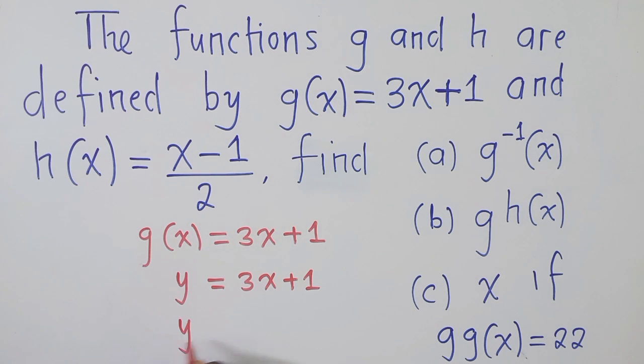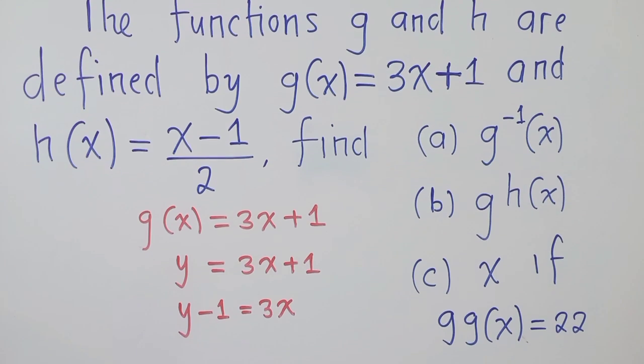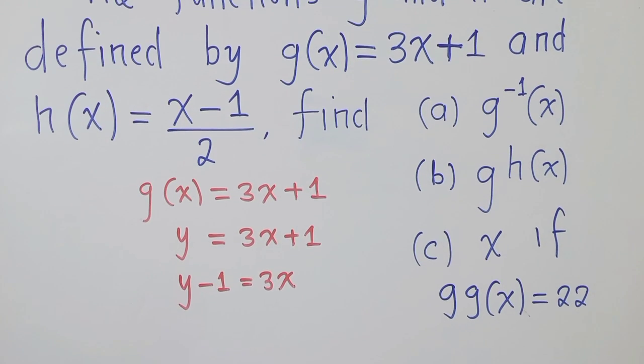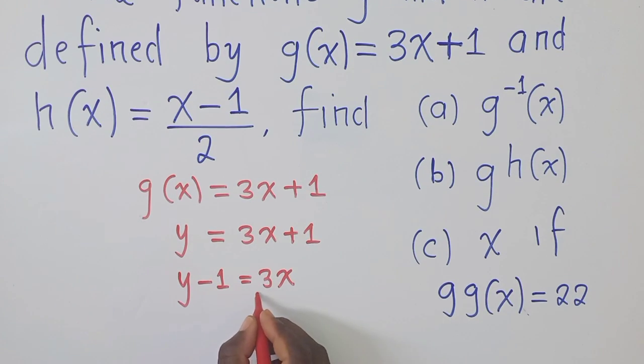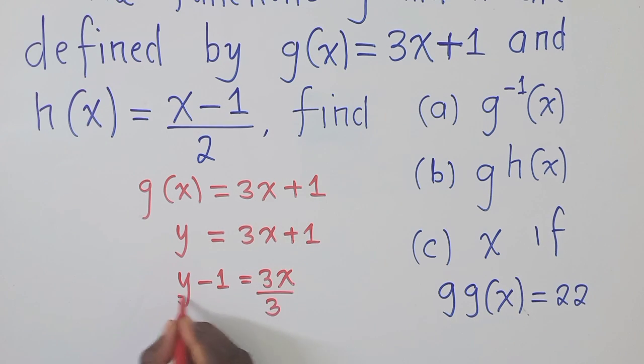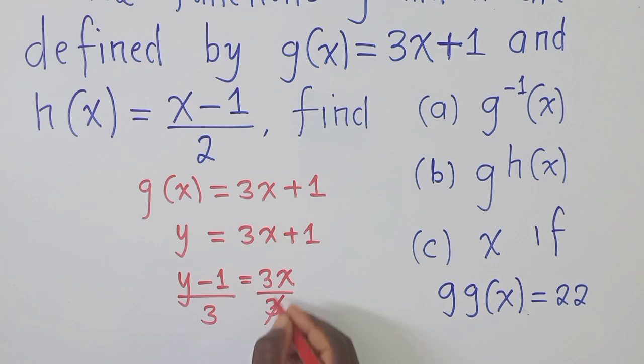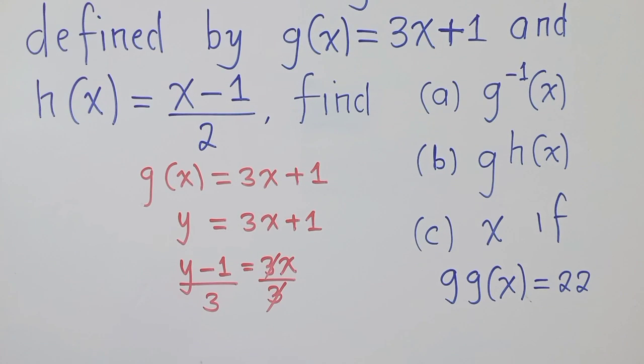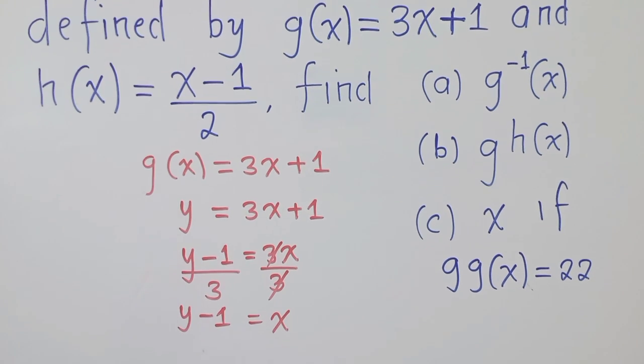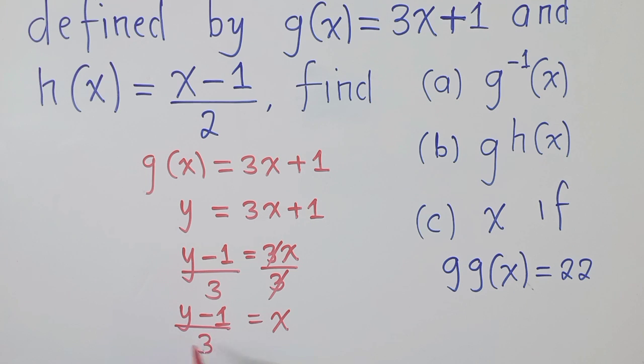So here we shall say y minus 1 is equal to 3x. Remember, we want to write x alone, or we want to make sure that x is alone. So here we're going to divide by the coefficient, the number which is in front of this x, by 3, both sides. So these two will go, we shall remain with x is equal to (y minus 1) over 3. Okay, so we write a 3 here. So this is what we're going to remain with.